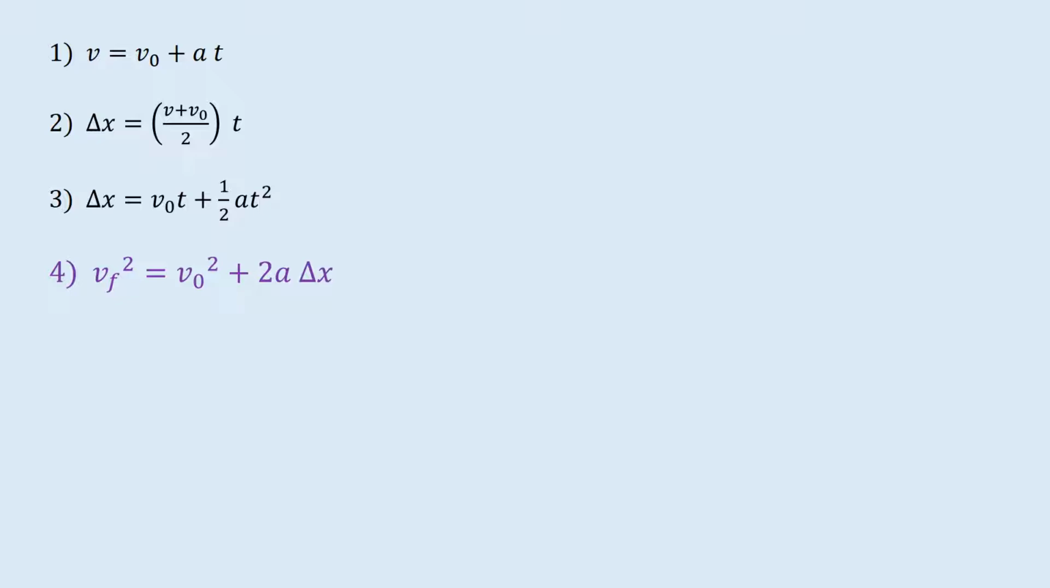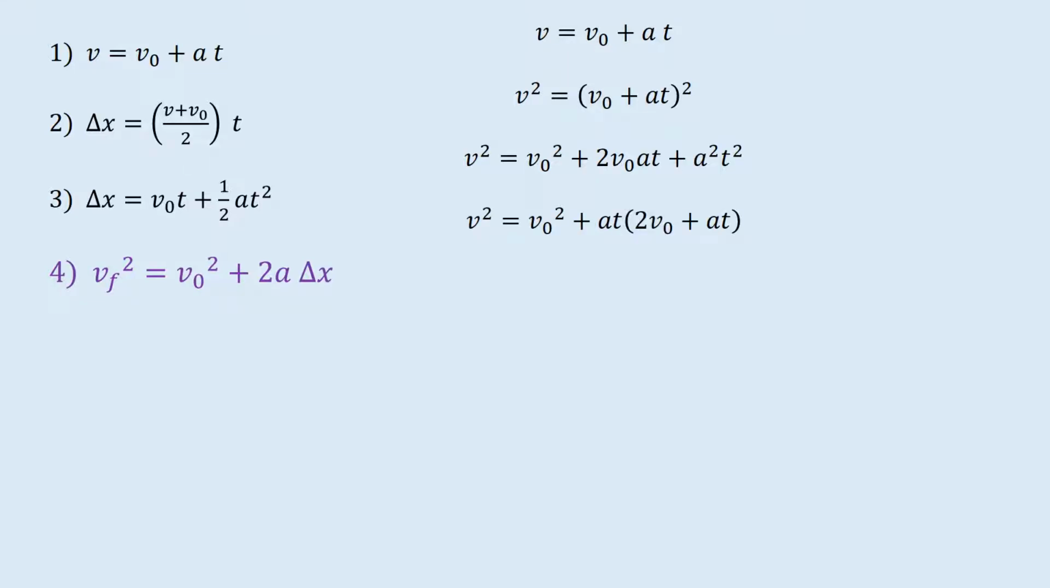So for the last kinematic equation, we can once again start with the first. You can square both sides. This step is motivated by you knowing that there's a vf squared and a v naught squared, so at some point the velocities need to be squared. You can expand out the right side and then condense some terms together by pulling out an at from the last two terms. From this step, this is done so you can see a bit more clearly what's going on. I'm splitting the 2v naught into v naught plus v naught.